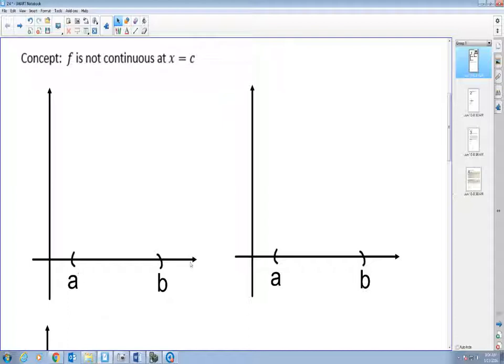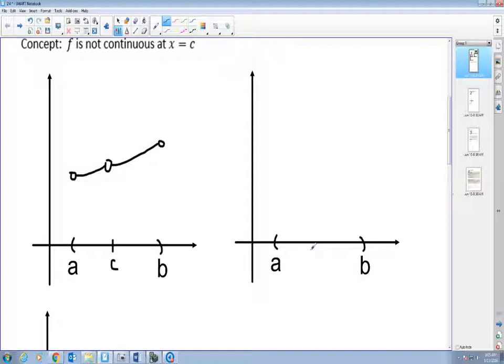So let's say I have an open interval from a to b, and here is my function, from a to b, and there exists a number c inside the interval. So my function is not continuous, and can be drawn in this fashion. I'll use an open circle for a and b because it's an open interval. I have an open circle here at x equal to c because f is not continuous at c.